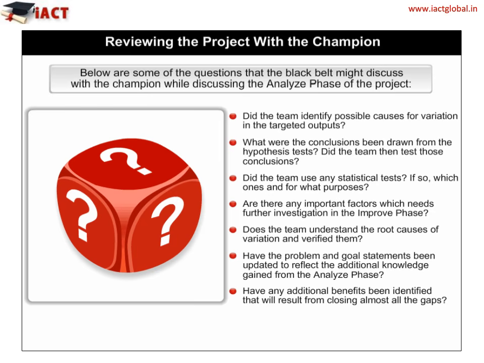Reviewing the project with a champion. Below are some of the questions that the black belt might discuss with the champion while discussing the analyze phase of the project. Did the team identify possible causes for variation in the targeted outputs? What conclusions have been drawn from the hypotheses tests? Did the team then test those conclusions? Did the team use any statistical tests? If so, which one and for what purposes?